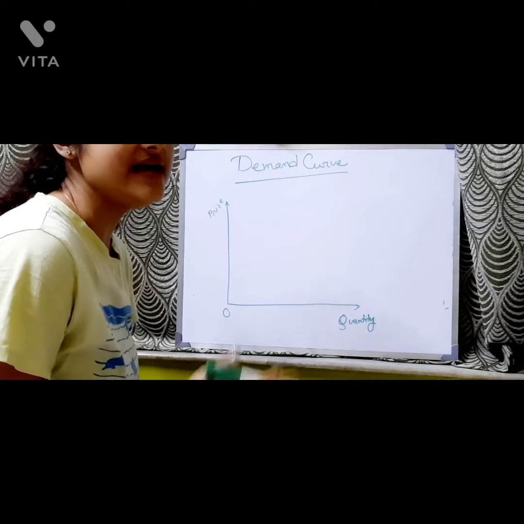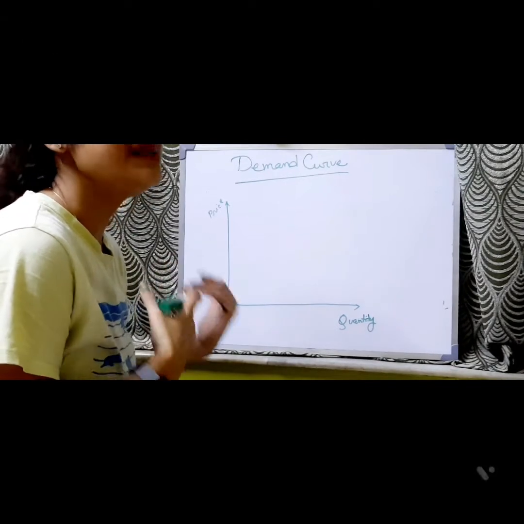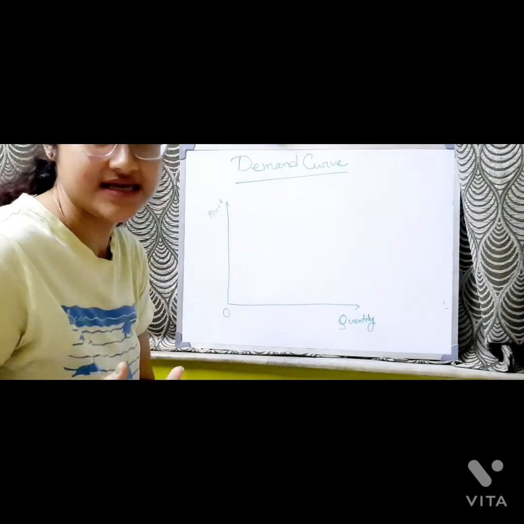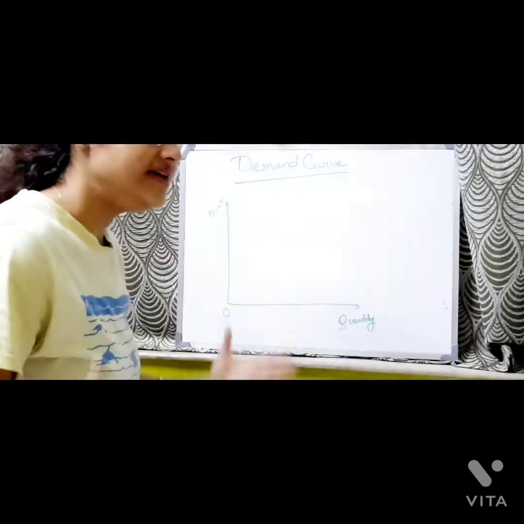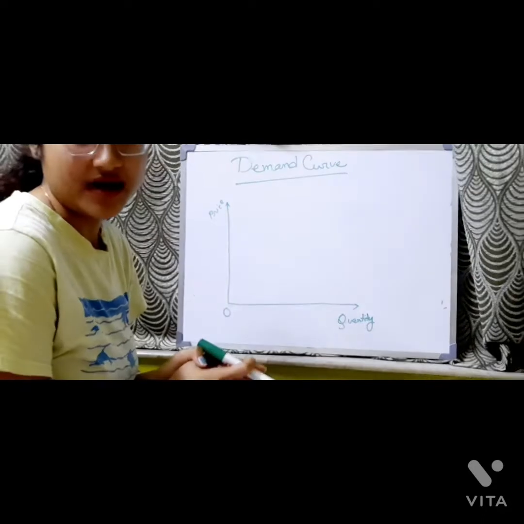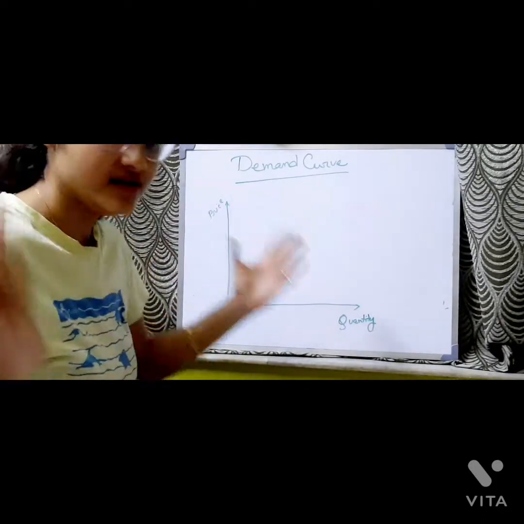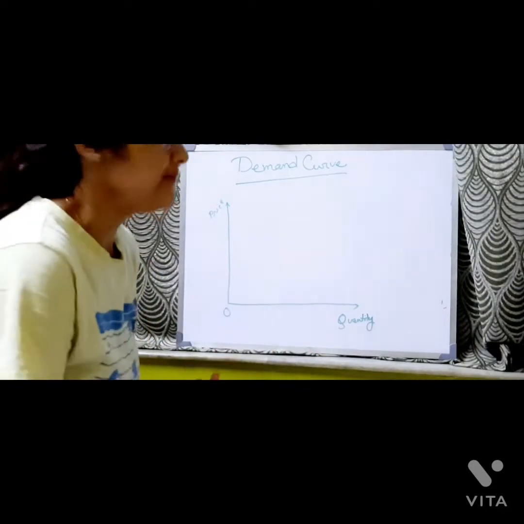Individual demand means the demand of Mr. A, Mr. B, Mr. C separately. And market demand means the demand of all the individuals in a market, like Mr. A, B, C, D in a group.